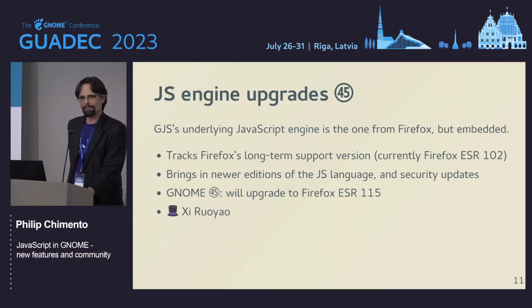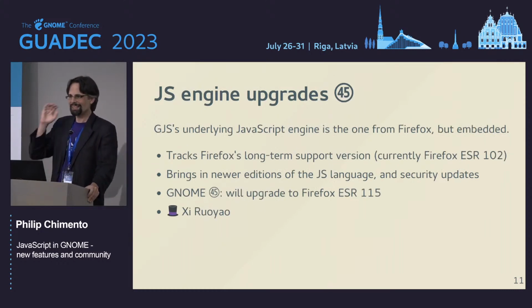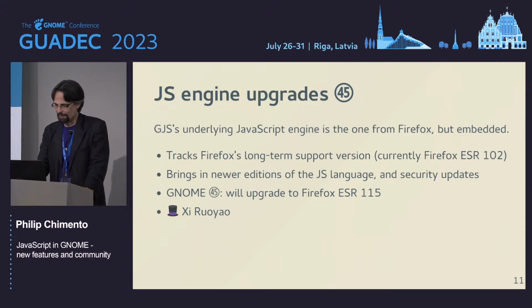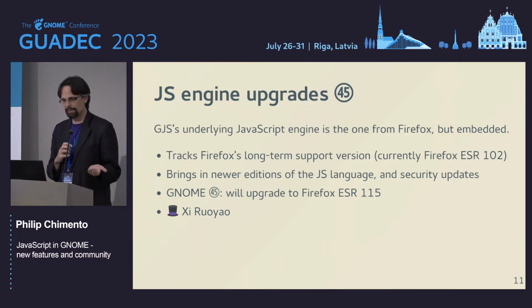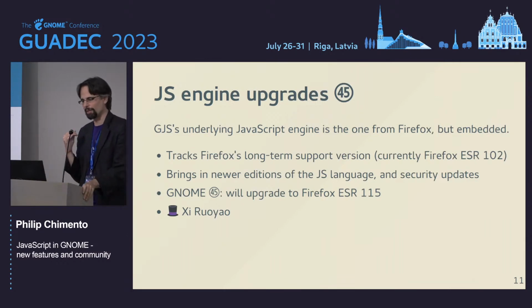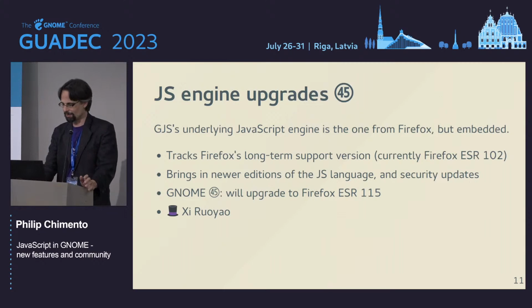We are going to upgrade the JavaScript engine. We do usually at least once every year, we do an upgrade to the next long-term support release of the Firefox engine. So why we do this, it brings in newer editions of the JavaScript language, it brings in security updates, and we already have a pull request from Shiro Yao to upgrade to Firefox's ESR 115 version. And so I'll talk a little bit about what are the new things that you can expect in that. And this is targeted for GNOME 45.